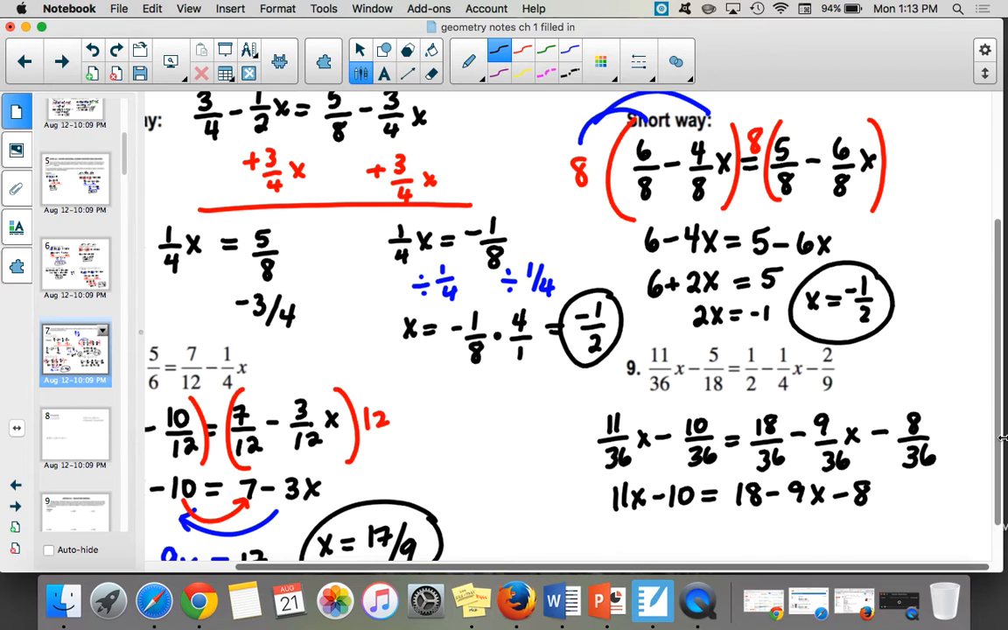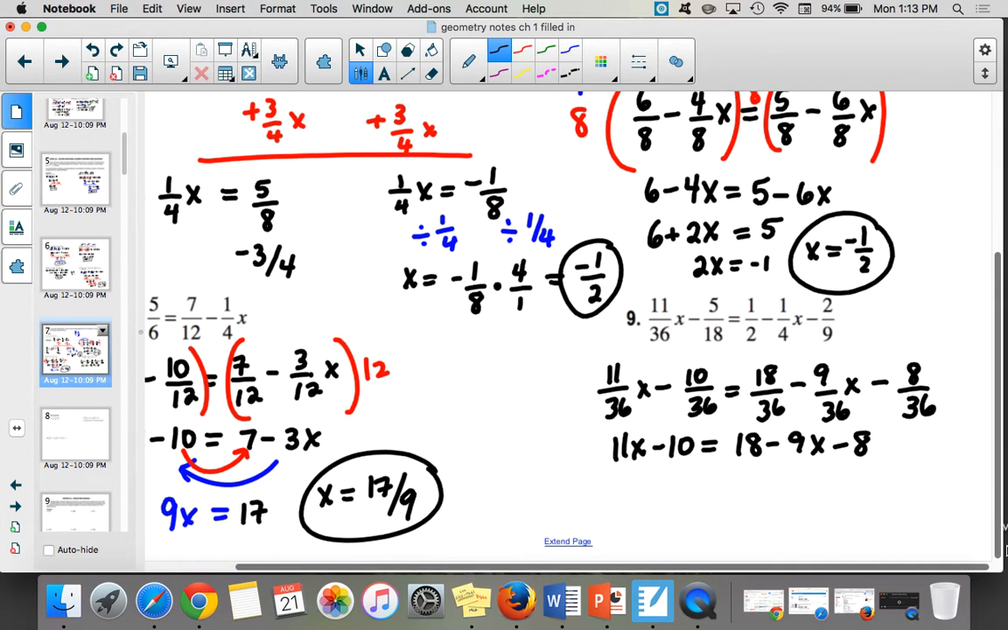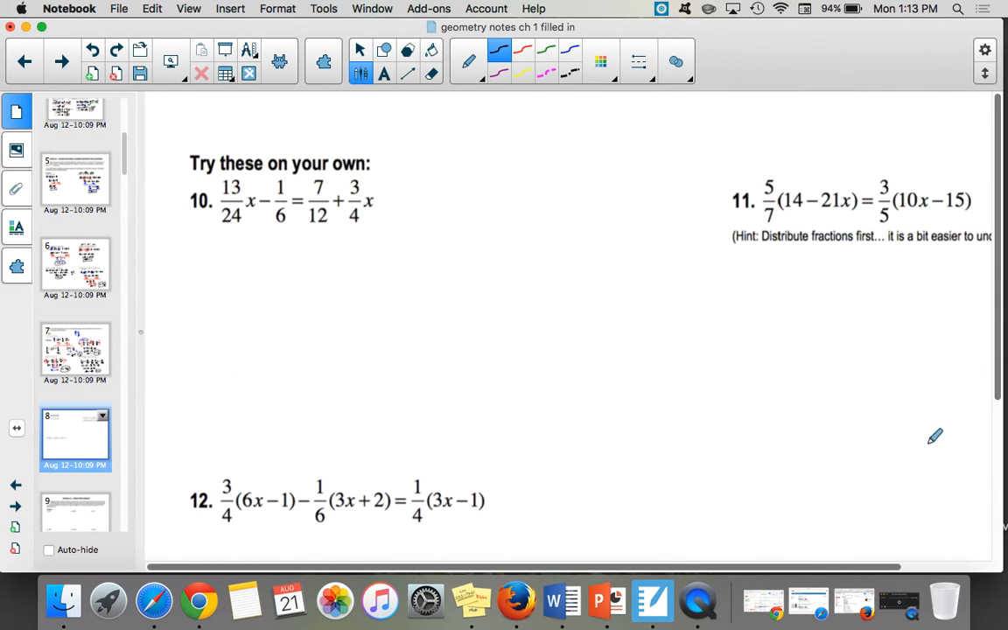Everybody have that? Then we're going to combine on the right-hand side, so I'm going to get 10 minus 9x. And I'm going to start combining. So I'm going to add my 9x to the left side, I get 20x. I'm going to add the 10 to the right side, I get 20. So we should get x equals 1. Did you all get x equals 1? Awesome.